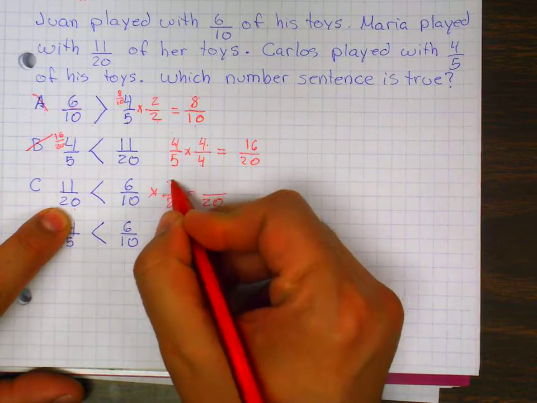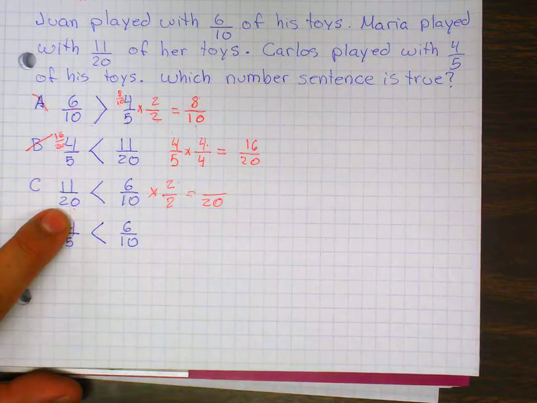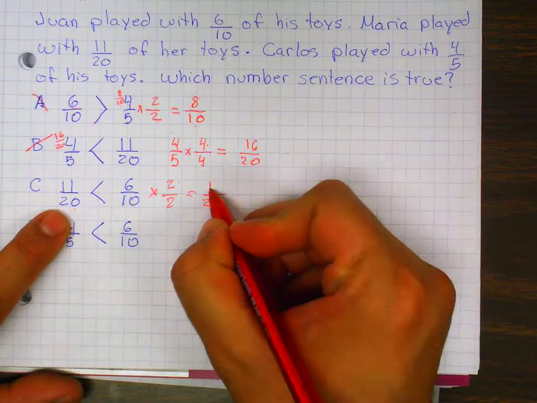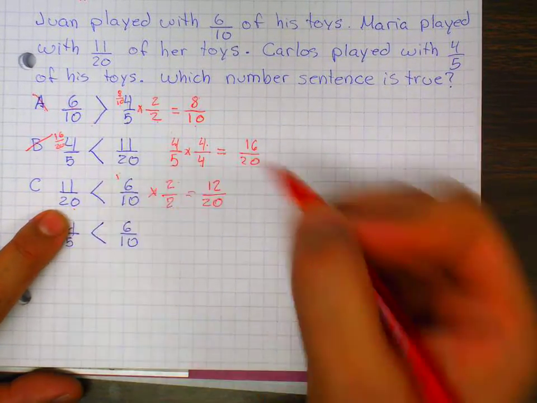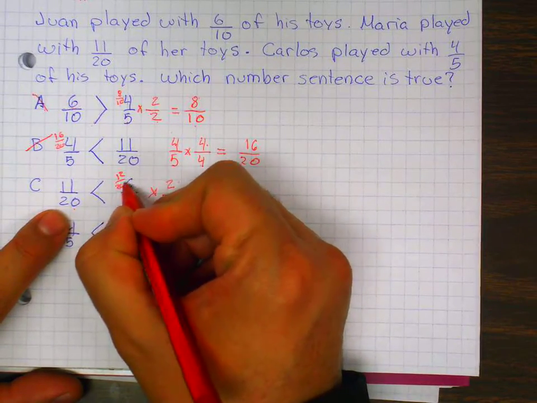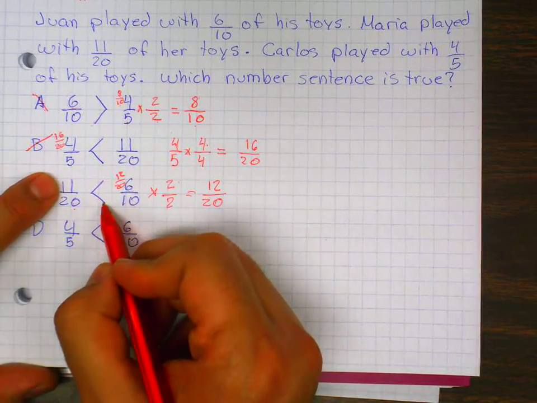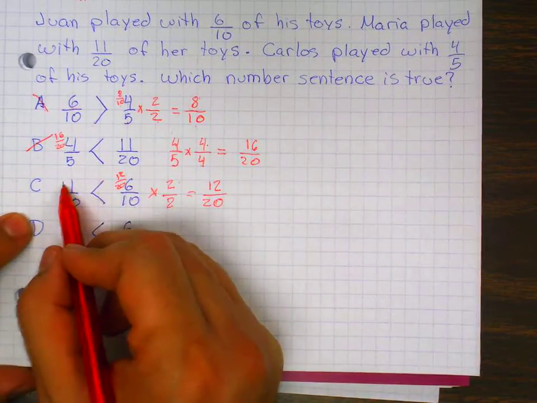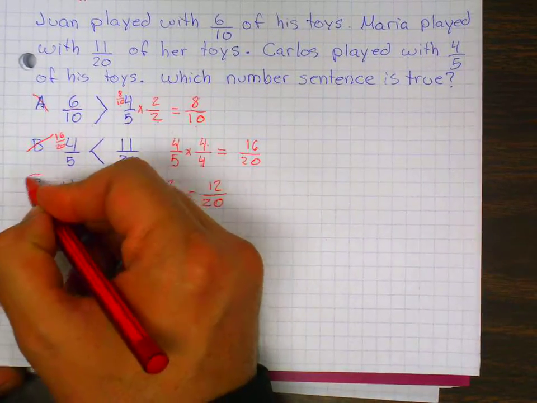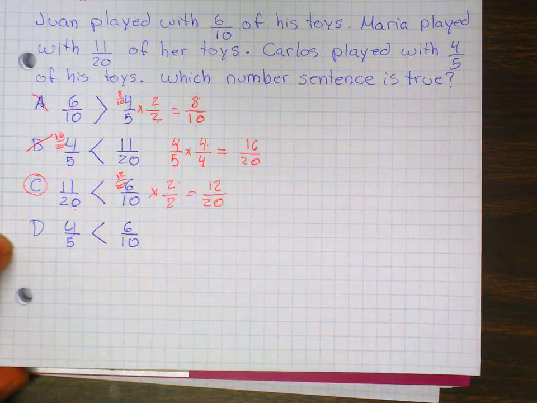So if the denominator is times 2, the numerator is 12. So my question is, and I'm going to put the other fraction, 12/20. Is 11/20 less than 12/20? Yes, of course, 11 is less than 12. So that's my answer.